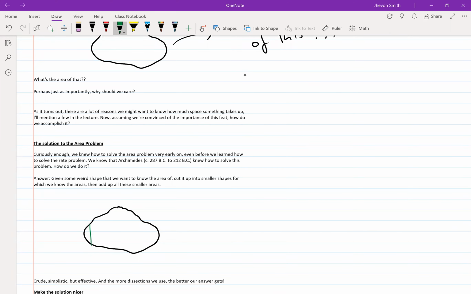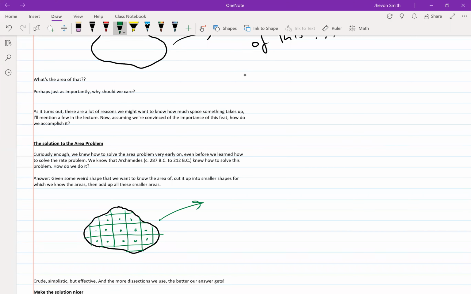Slice it up into smaller shapes for which you do know how to find the area. So take this random shape here, which I don't know how to find the area of. I slice it up into a bunch of rectangles, right? Now, for each of these rectangles, I know how to find the area of those guys, right? Because it's just length times width.